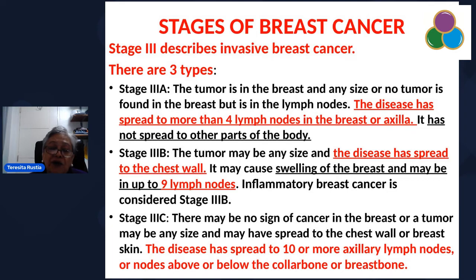Stage 3C, a really more advanced stage, there may be no sign of cancer in the breast, or a tumor may be of any size and may have spread to the chest wall or breast skin. Okay? All right? So there may be no sign of cancer in the breast or a tumor of any size, but the cancer cells have spread to the chest wall or breast skin. So this is the time where there is really discoloration of the skin of the breast. And the disease has spread to 10 or more axillary lymph nodes or nodes above or below the collarbone or breastbone.